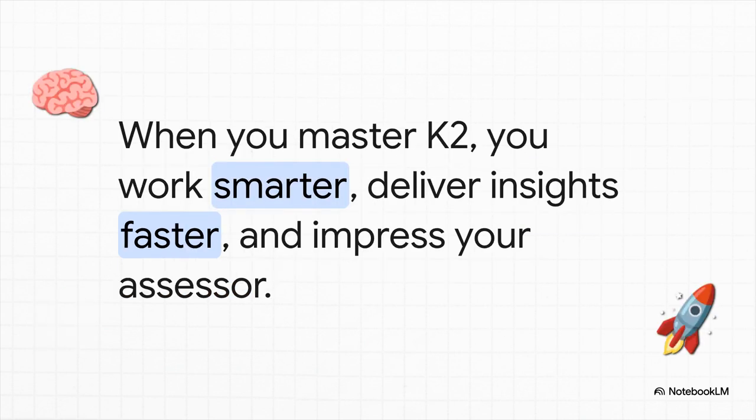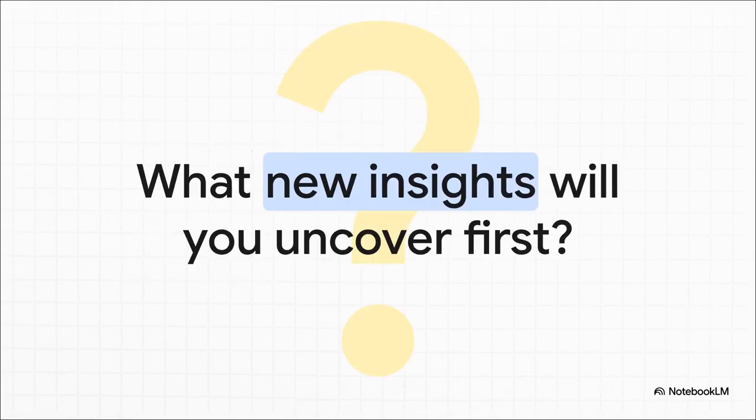And don't forget why this is so huge for you personally. When you really get K2 down, it's not just about passing. You'll work smarter. You'll find those game-changing insights way faster. And yeah, you are definitely going to impress your assessor. Seriously, you've got this. You're already one giant step closer to absolutely smashing your EPA. So now, the only question is, with this new superpower, what are you going to uncover first?